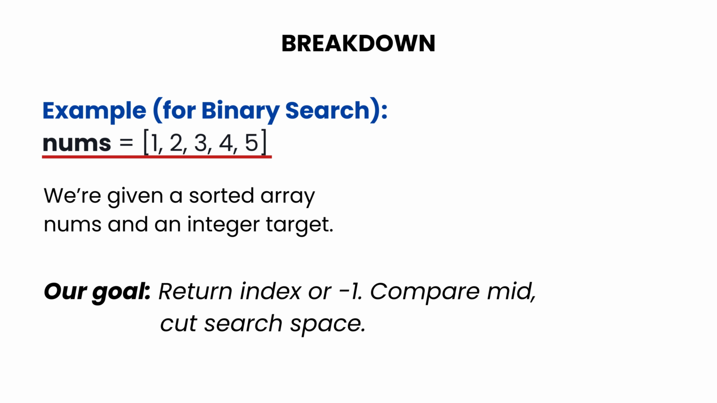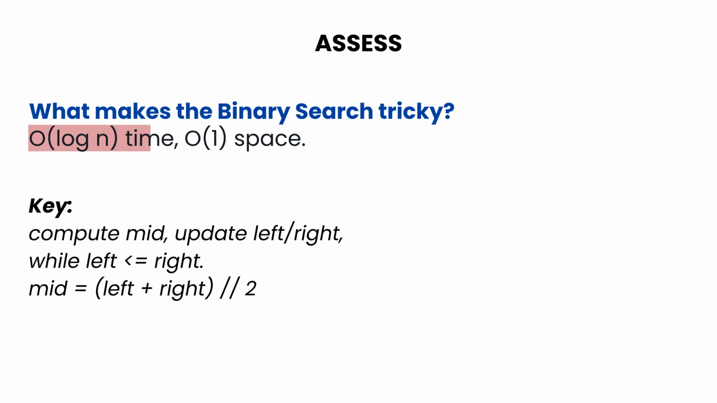We're given a sorted array nums and an integer target. Return the index of target if found, otherwise return -1. Because the data is sorted, we can eliminate half the search space each step by comparing the middle element to the target. Binary search runs in O(log n) time and O(1) space, way better than a linear scan.